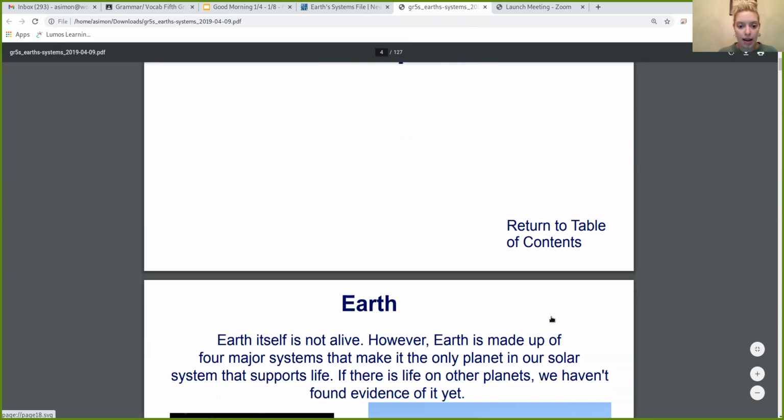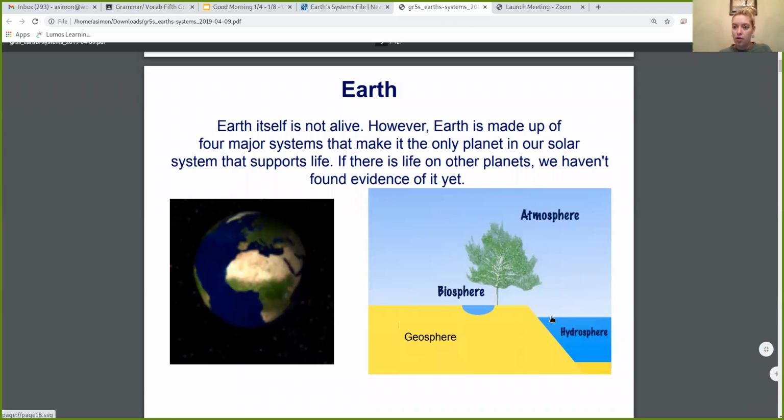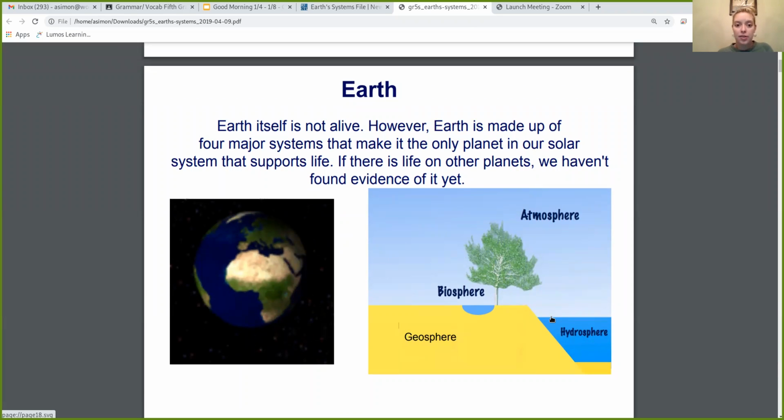All right, moving on. Like we said before, Earth itself is not alive. We know that. However, Earth is made up of 4 major systems that make it the only planet in our solar system that supports life. So this whole unit is going to be about those 4 systems. You can see the 4 systems here: the atmosphere, the biosphere, the geosphere, and the hydrosphere.